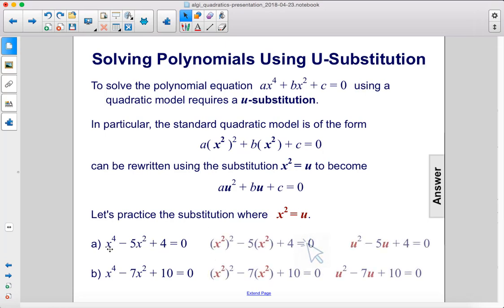So here we would have u squared minus 5u plus 4. And here, x to the fourth would become x squared squared, so this x squared would become u, minus 7x squared, which is 7u, plus 10.